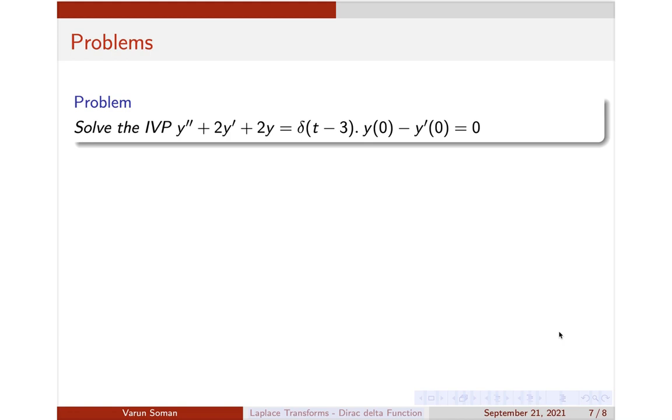For example, your problem would contain this delta. Or in some problems they can also give the u also. So it's just that. So suppose you are given a problem like this, you have to solve this problem. What will you do?